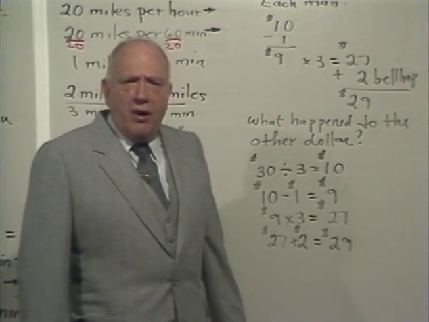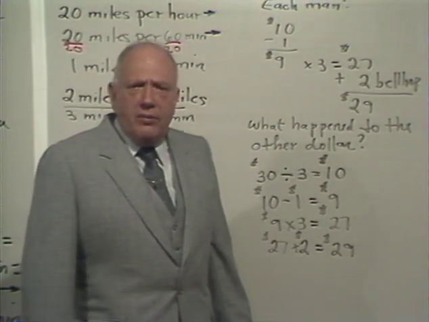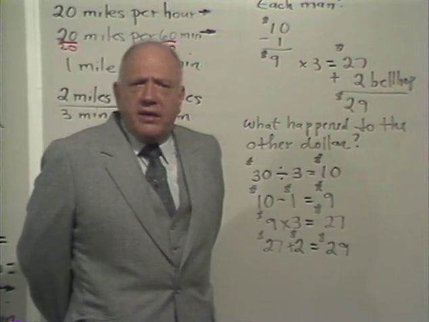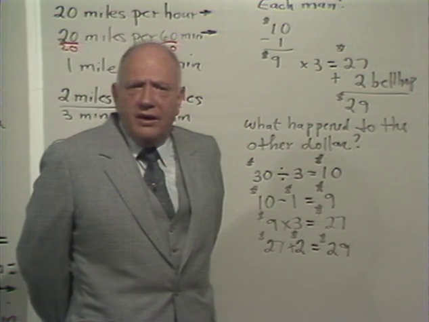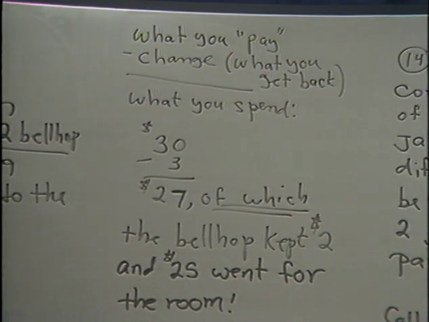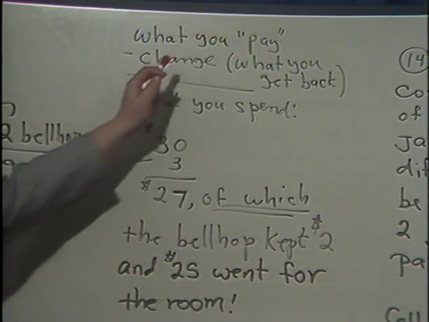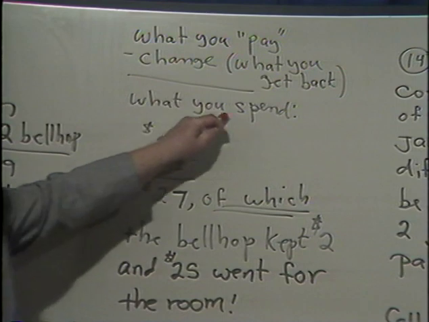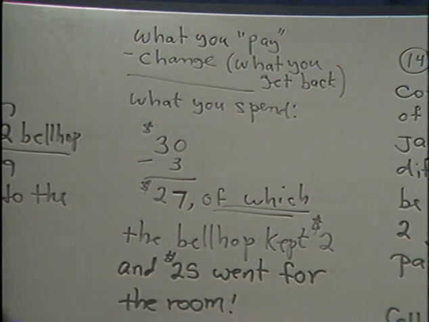What did we do wrong with this problem? You know what we did wrong with this problem? We got psyched out of our skulls. We really believed that there was $30 to account for. Let me tell you something. Did these guys pay $30? No. When you pay something and you get change back, isn't what you spent the difference between what you paid and what you got back?